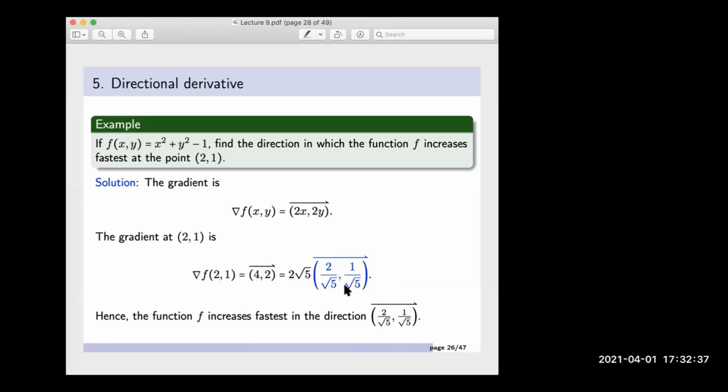This is the direction in which the function increases fastest, because this vector is in the same direction as the gradient and it's a unit vector. Unit vector represents direction.